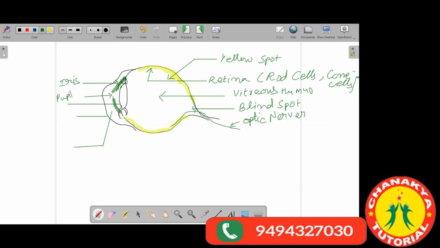Now the eye lens. This is our cornea. And this is aqueous humor. Got it?